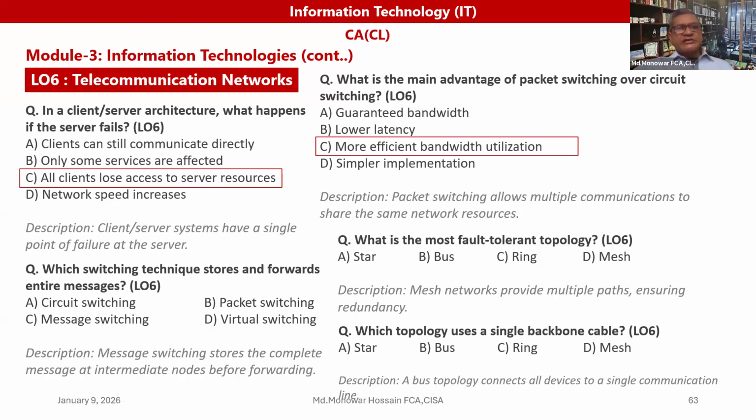Which switching technique stores and forwards entire messages? We have seen there are three types of switching: circuit switching, packet switching, and message switching. In this case, message switching stores and forwards the entire message. Message switching stores the complete message at intermediate nodes before forwarding. Answer C.